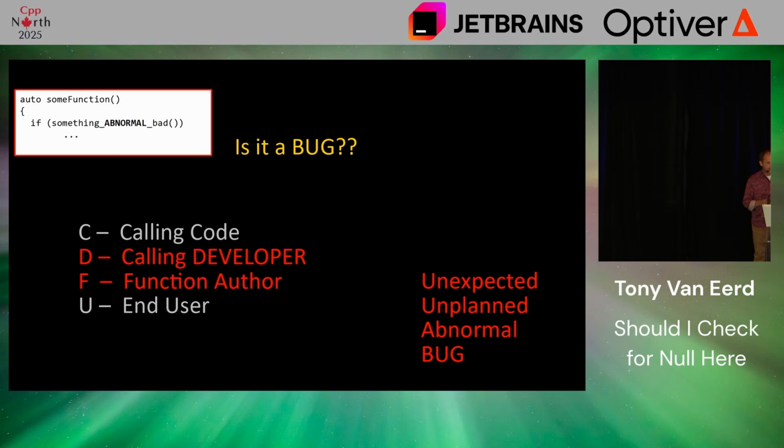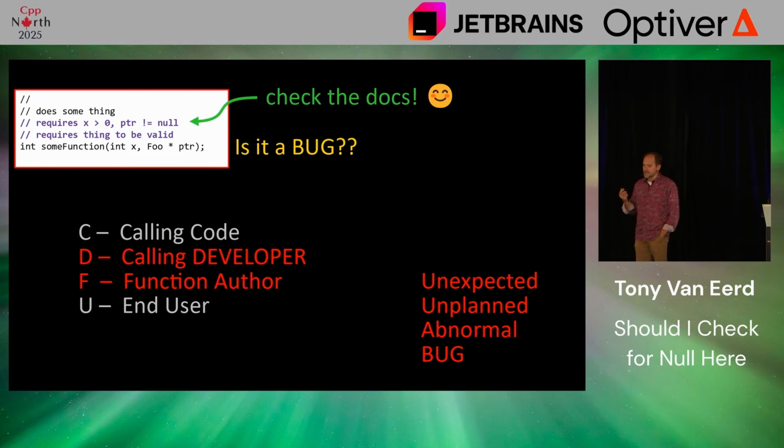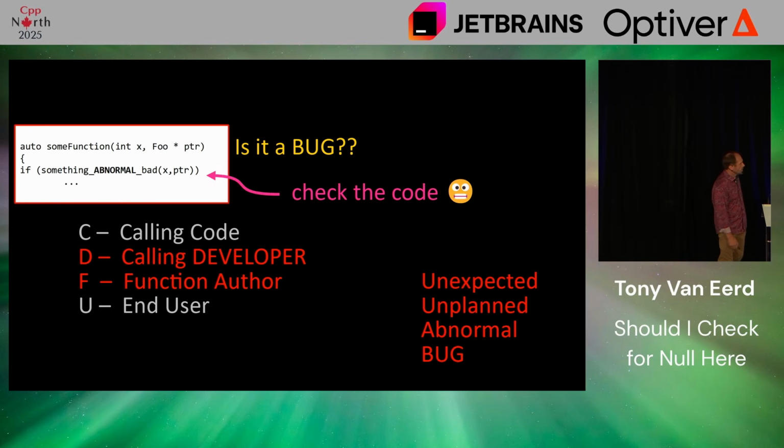So, back to that question of, is it a bug, and how do you know if it's a bug? Something happened, is it a bug? You check the docs. Those docs that don't exist, right? But ideally, you check the docs on the function and it tells you this thing doesn't want null, or X has to be greater than 0, pointer's not null. Just check the docs, and if it's that, then you know you're doing a bug. It's clear because someone told you. Or you check the code because there's no docs. Hopefully, there's docs.